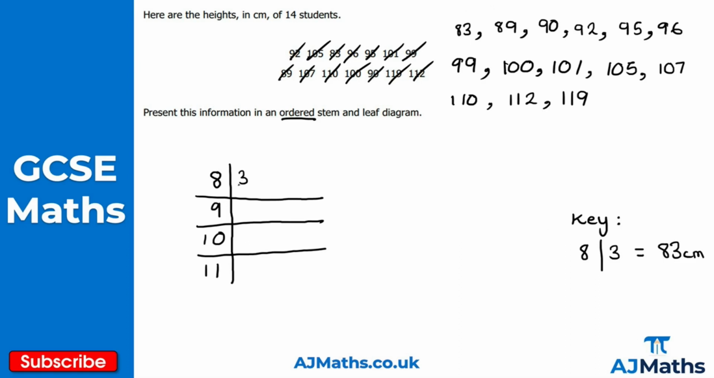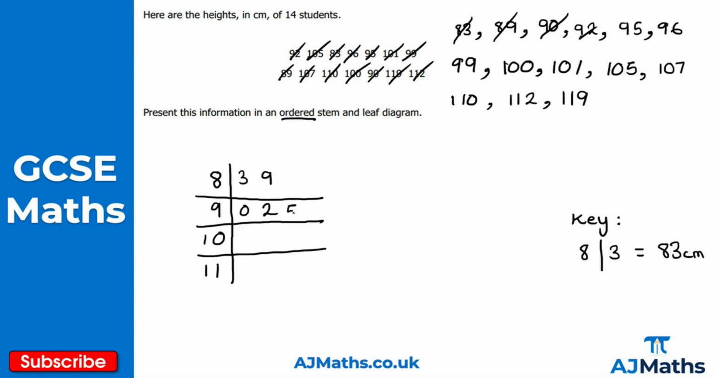If I want to represent 89, I'm going to put a 9 now. Do tick off as we go. The next one is 90, so we move down to the 9 here. Because it's 90, we just put a 0 afterwards. Keep going. 92 next, we just put a 2.